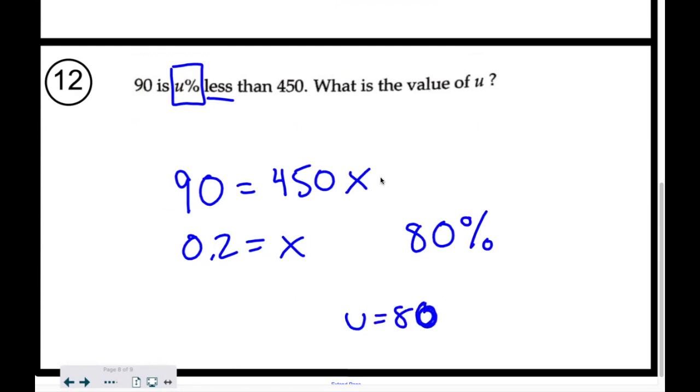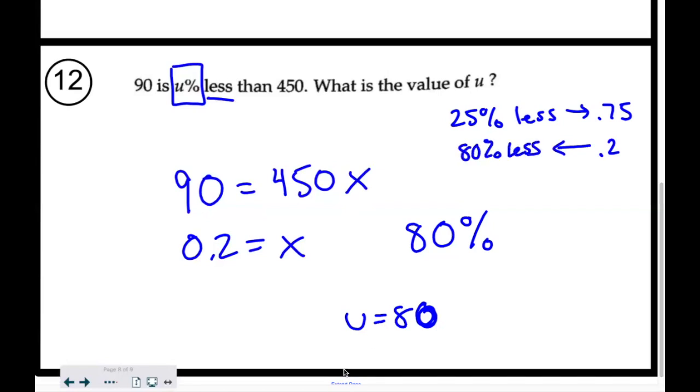All right. So again, just using different examples. If I said that something was a 25% discount or it was 25% less, the decimal I would multiply by is 0.75, because 25% less than 100 is 75% of it. So that's why here we're working backwards. We're getting the decimal 0.2, and we have to work backwards this way and realize that means 80% less.